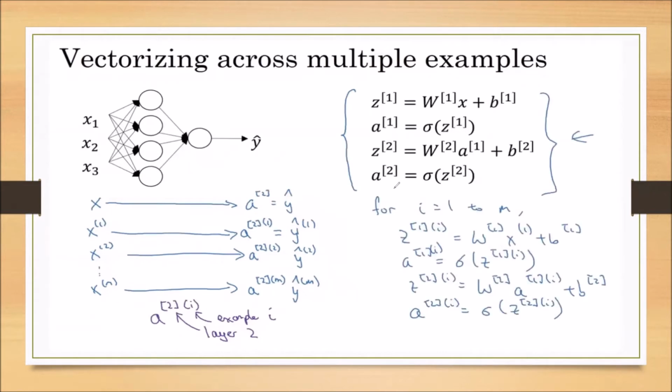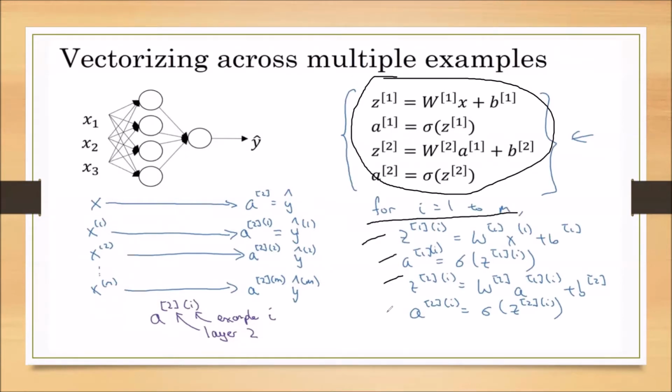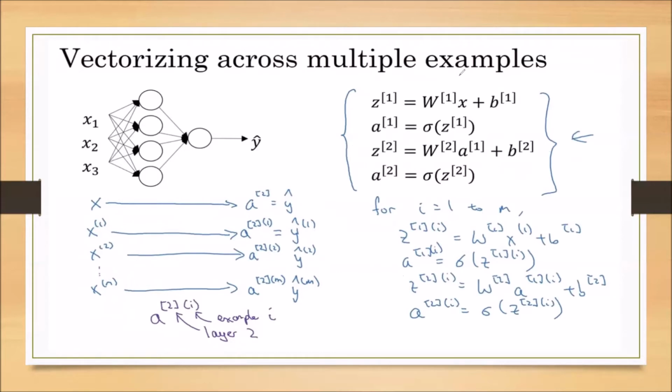So this 2 is denoting the layer, this i is denoting the training example. Now if we give the m training examples, whatever the steps we have done for a single training example, we have to repeat it. So that can be possible by using the for loop. We are using for i equal to 1 to m. Then we can repeat this step m times. This is how when we do not use the vectorization, this is how we proceed.